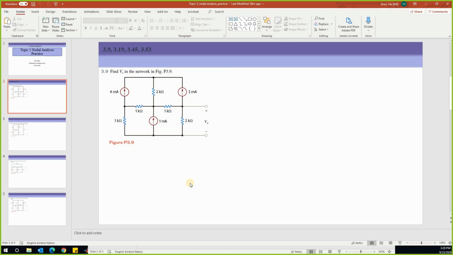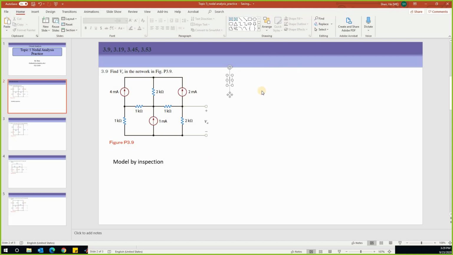So here we have 4 additional practice problems. The first problem, 3.9, find a VO in the network. So VO is over here. And we have current sources. You know that we can model by inspection. So model by inspection. So we'll still need to go through the same process.